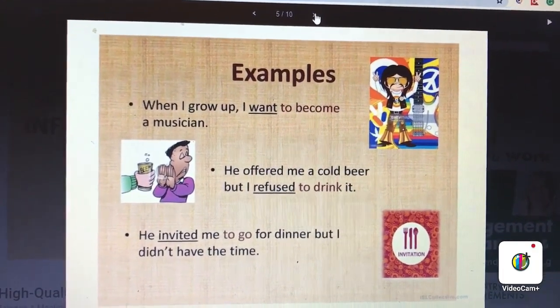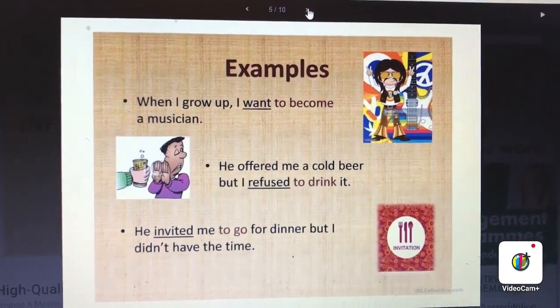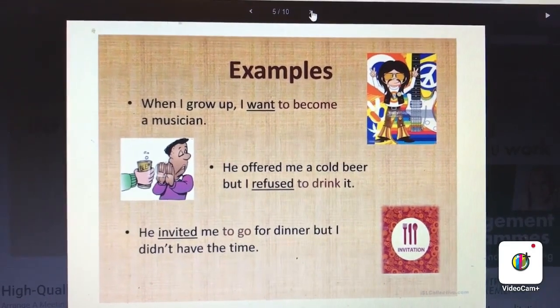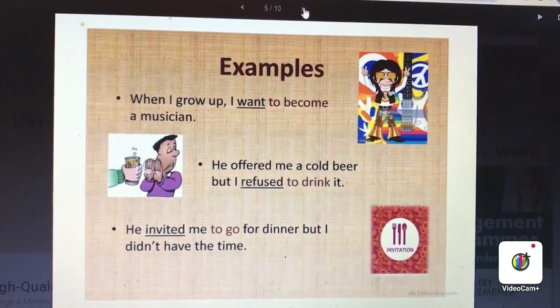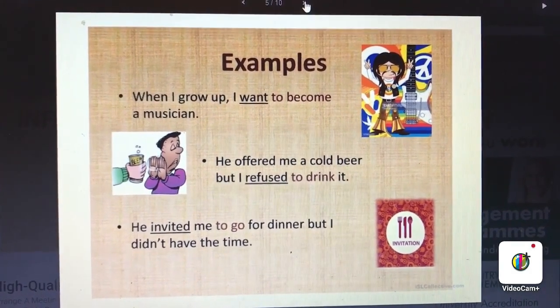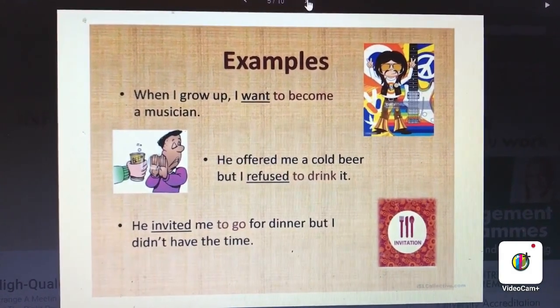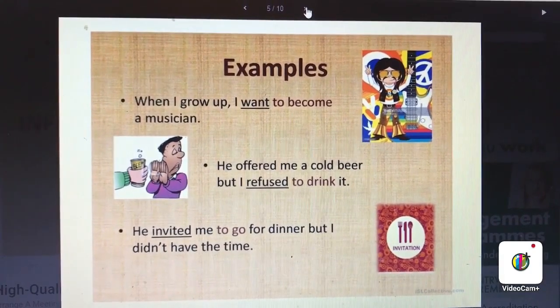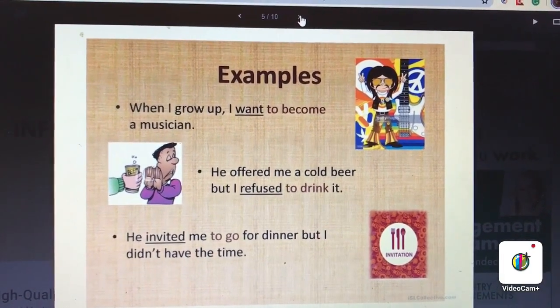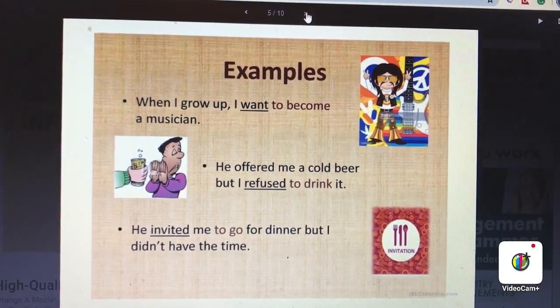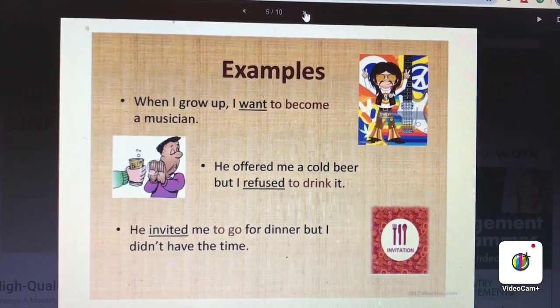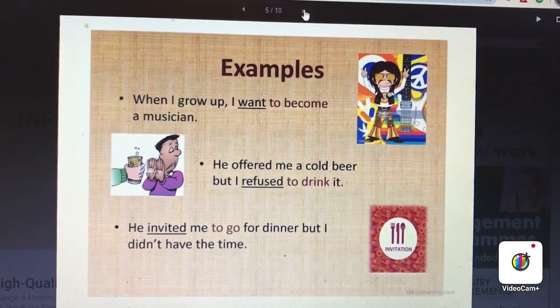When I grow up, I want to become a musician. In this sentence, we have a verb grow, and we also have another verb want. I want to become a musician. It is basically a compound sentence, and we have two different clauses. I want to become a musician.